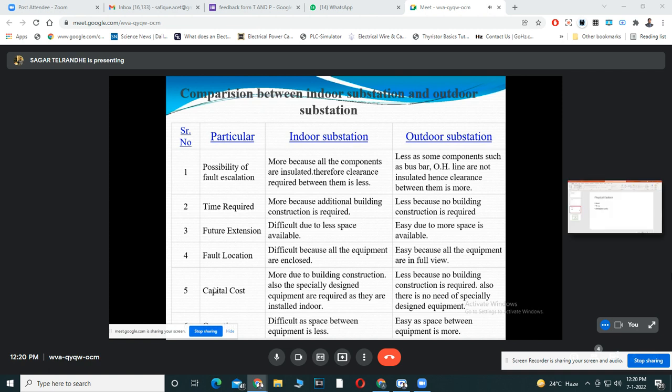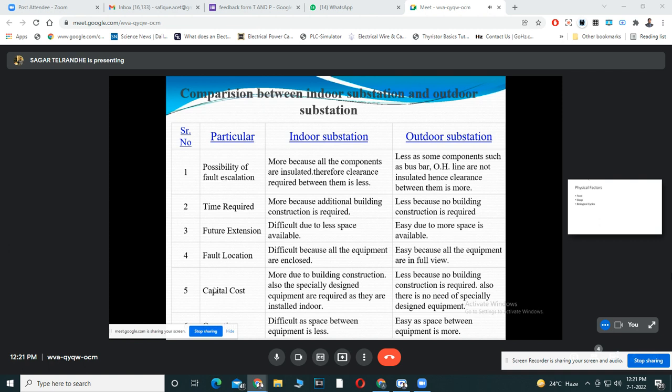The time required for installation is more in indoor because additional building construction is required, whereas in case of outdoor substation it is less because no building construction is required. Also, the future extension is very low because it is difficult due to less space available. Whereas in case of outdoor substation, it is very easy due to the more space available. Fault location is difficult because all the equipments are closely placed, whereas easy in case of outdoor substation because all the equipments are in full view.